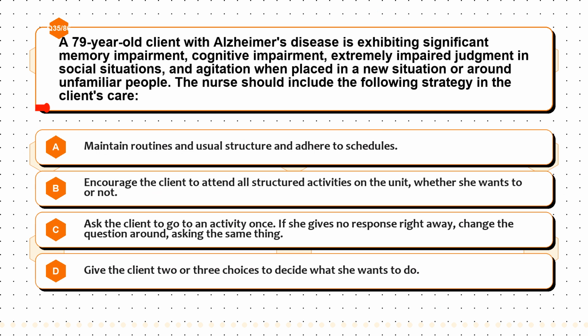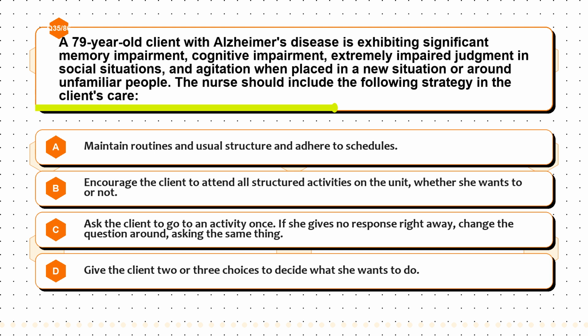Question 35. A 79-year-old client with Alzheimer's disease is exhibiting significant memory impairment, cognitive impairment, extremely impaired judgment in social situations, and agitation when placed in a new situation or around unfamiliar people. The nurse should include the following strategy in the client's care. Here are the options. Option A. Maintain routines and usual structure and adhere to schedules.